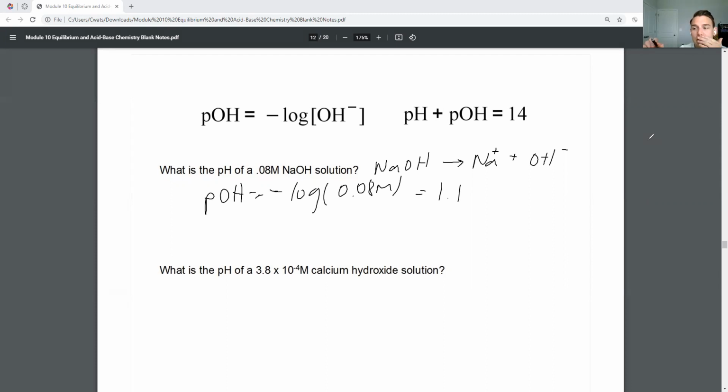Now, if you got that answer and thought that was the pH, you should think to yourself, that doesn't make any sense because that's an acidic pH and sodium hydroxide is a base. So then we do pH plus 1.1 equals 14, and therefore the pH, excuse me, is 12.9.